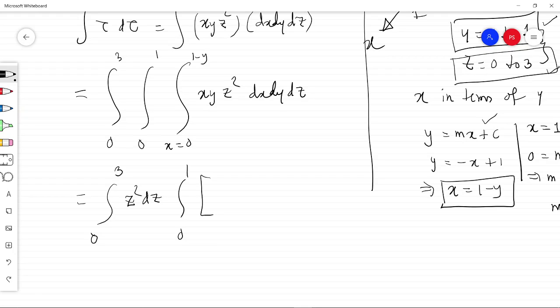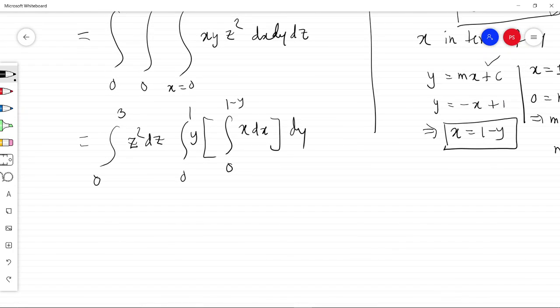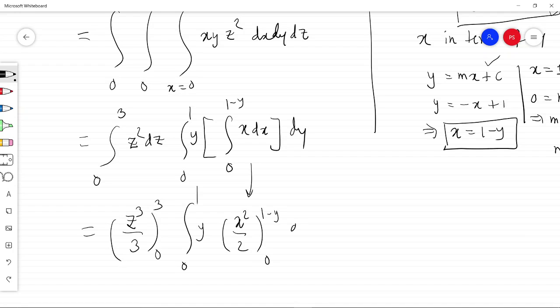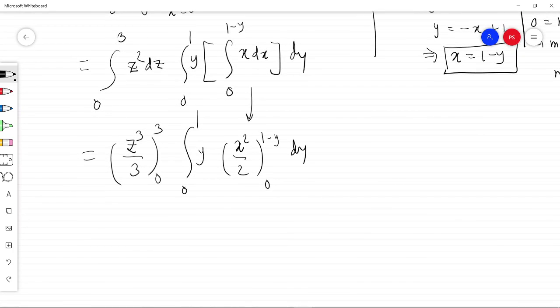Now we have the y dependence of x. So let us write the y outside and integrate from 0 to 1 minus y, x dx and dy. So this z squared dz gives us z cubed by 3 between limits 0 to 3. Then 0 to 1 y. Now we have to solve this integral. x squared by 2 between limits 0 to 1 minus y dy, which is 27 by 3, that is 9. Then 0 to 1 y by 2.